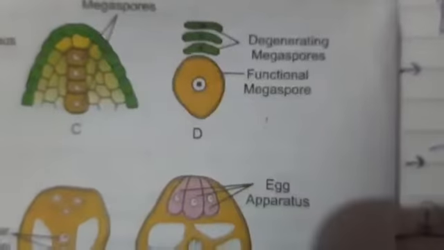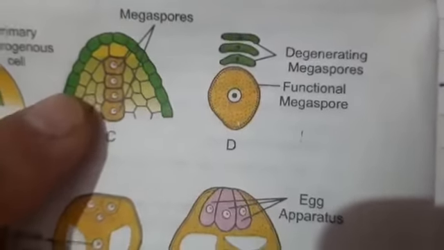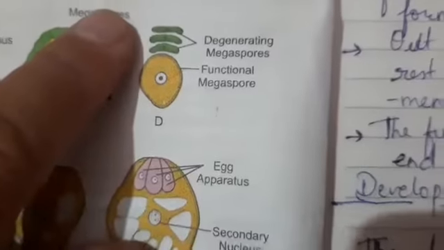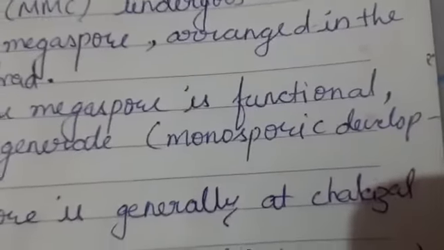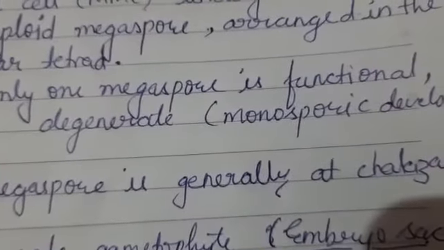In this type of development, out of the four megaspores of the linear tetrad, only one towards the chalazal end remains functional and the rest three degenerate. That's why this type of development is called monosporic development.